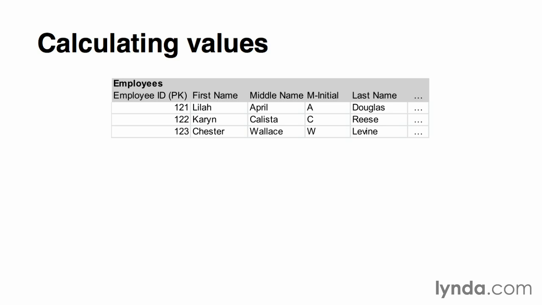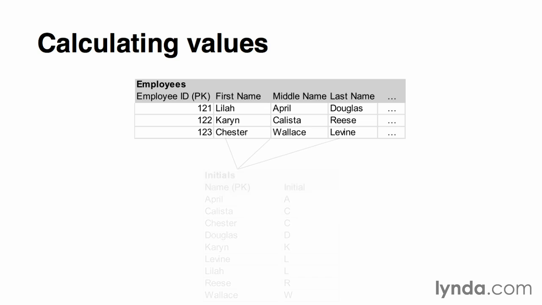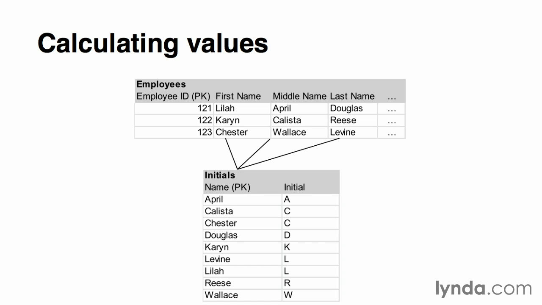In this case, we have a violation of third normal form because the middle initial column isn't dependent on the primary key. It's depending on the middle name column. Another way of saying this is that the middle name determines the middle initial. One solution is to create a new table of all of the names throughout the company and their corresponding initials. This is the approach that we took with the tour difficulty ratings.